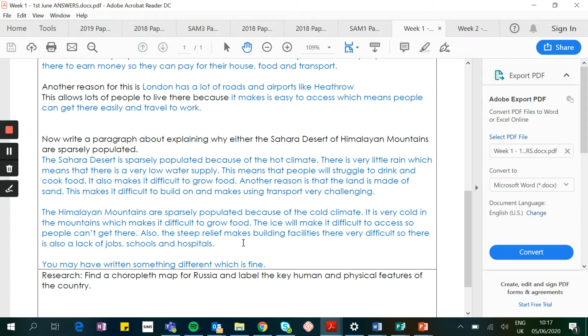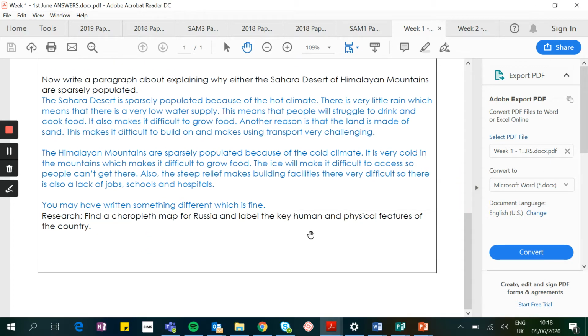So then there's a lack of jobs. Anything like that is fine. What you need to try and make sure you've done is made a point and then explained it and explained the consequence of it. And then the final task, which some of you have emailed in and shown us, was to find a choropleth map of Russia, a map showing where people live in Russia, and to label the key human and physical features of it.